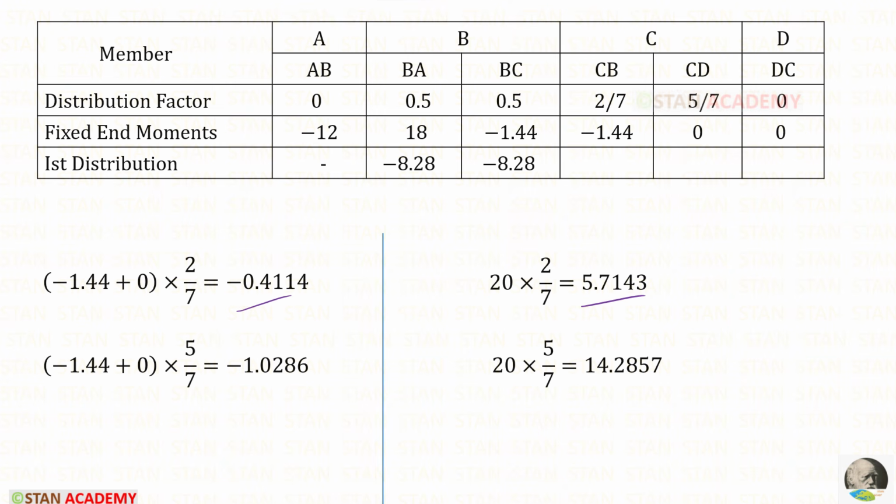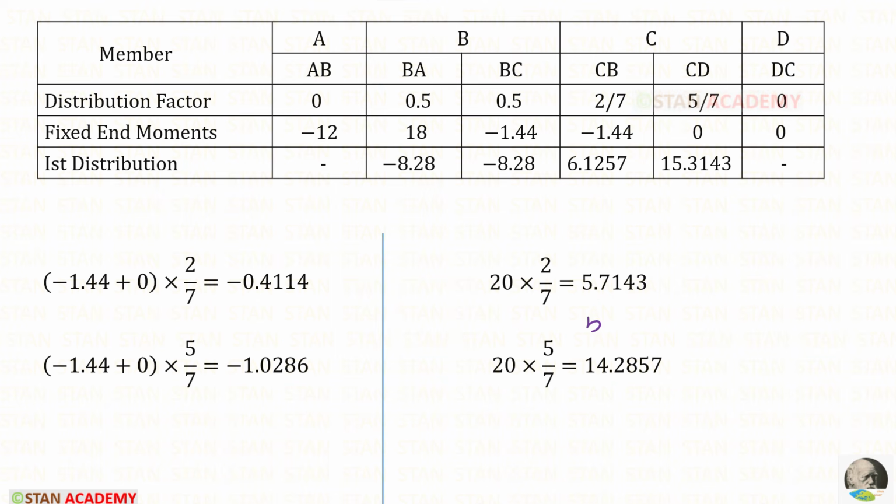Now we have to add these two and these two, but here we have to be very careful. We know that in the moment distribution table, we have to write the distribution values as positive if they are negative and negative if they are positive. So these two values should be taken as positive, but the values after balancing the couple should be kept the same. We should not change the sign. If it is negative, that is negative. If it is positive, that is positive. Here we have to be very careful.